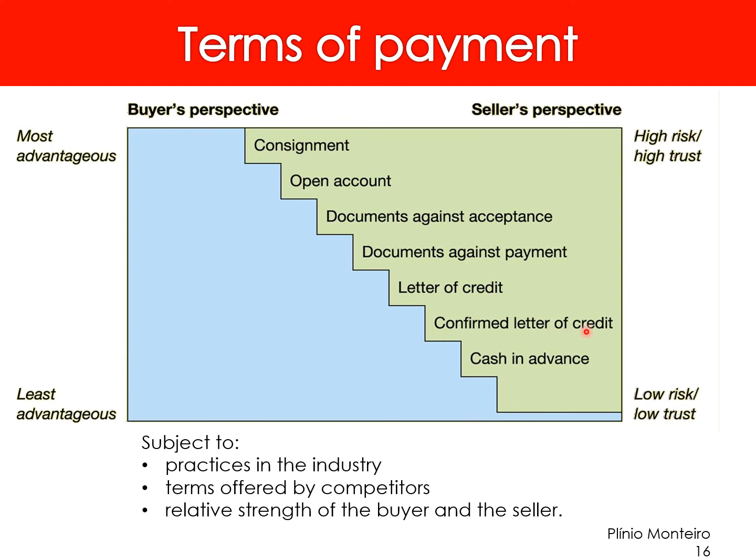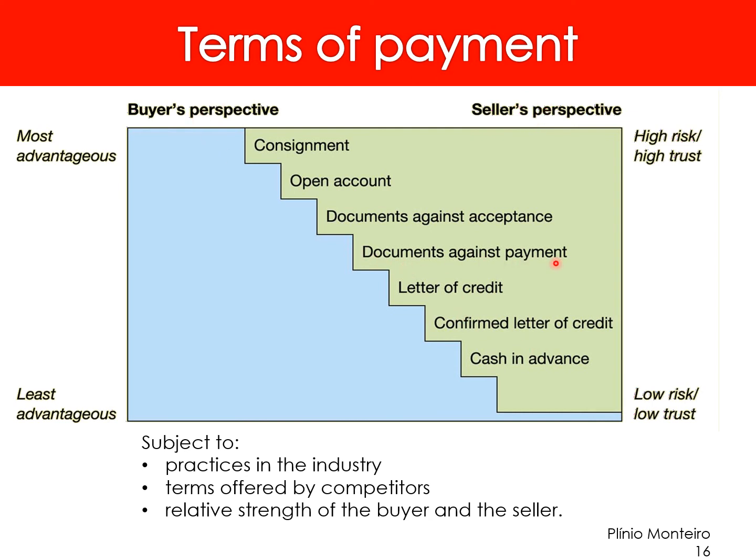In the letter of credit, basically the buyer will go to the bank and send a letter saying that once the seller delivers the product to the buyer, the seller can go to the bank and receive the payment. The confirmed letter of credit is basically when the bank confirms that the buyer has the money to pay for this transaction. And the main difference from the plain letter of credit is that in that case, the bank will not confirm that the buyer has the money to pay before the seller sends the products to the buyer.